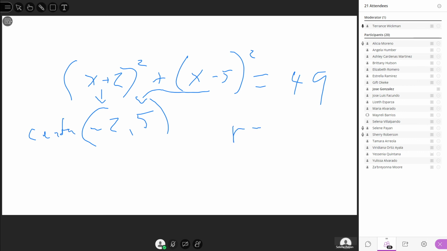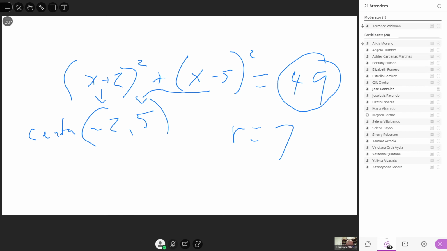The radius is the square root of this number. What's the square root of that? 7. Is that making better sense now? Yes. Okay, so now I'll give you 2 examples. I'll get a lot of feedback.